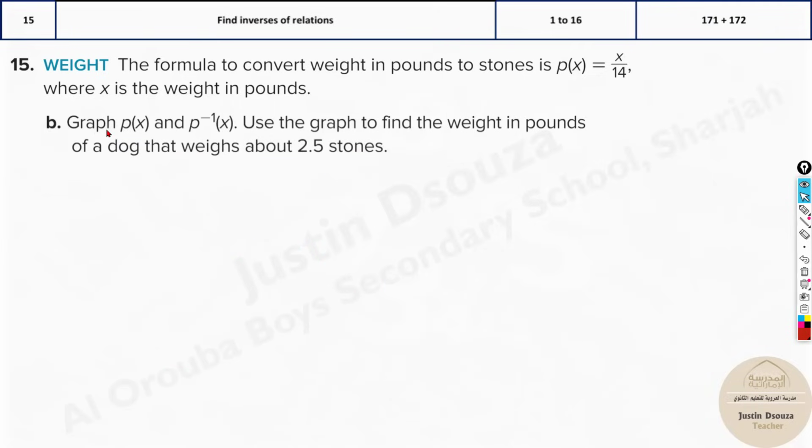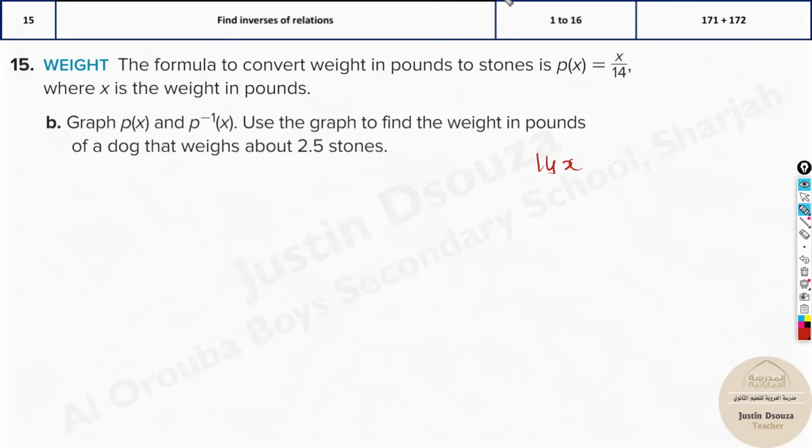And what was the next part? Now part B is to graph P of x and P inverse of x and then to find the weight of a dog that is 2.5 stones. Now we know the conversion of stones to pounds is 14 into x. So just multiply it by 2.5, you'll get the answer.